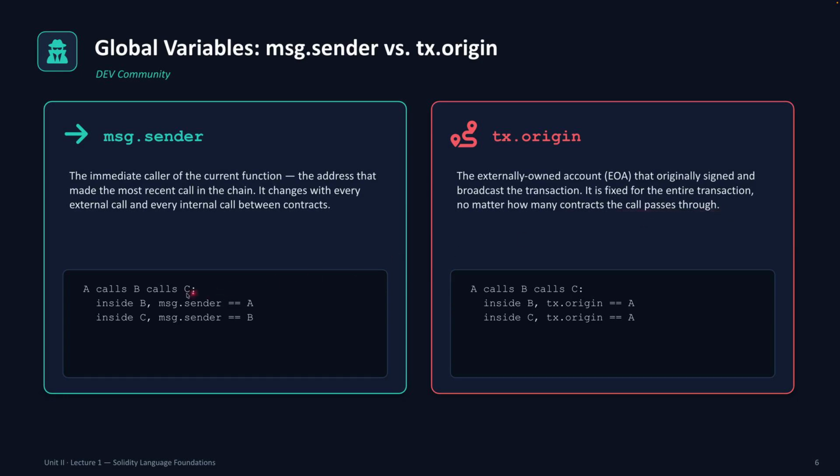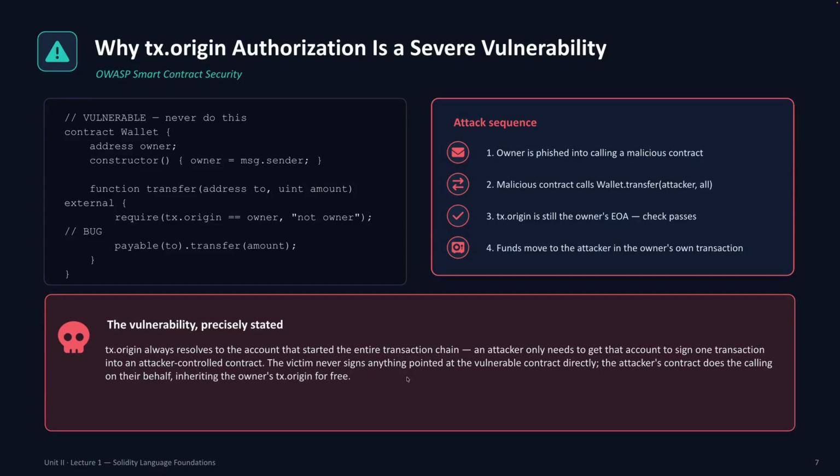So, msg.sender changes on each interaction or each message call, whereas tx.origin remains the same across the entire transaction chain. Using tx.origin for authorization is a severe vulnerability.